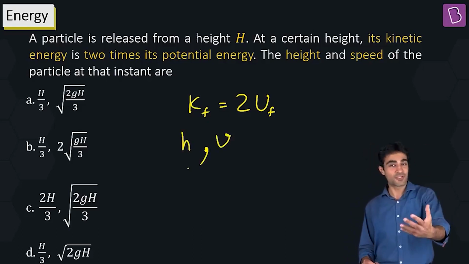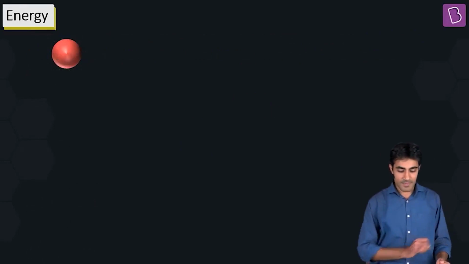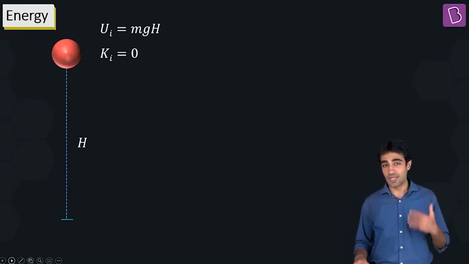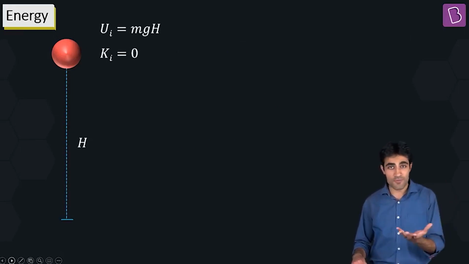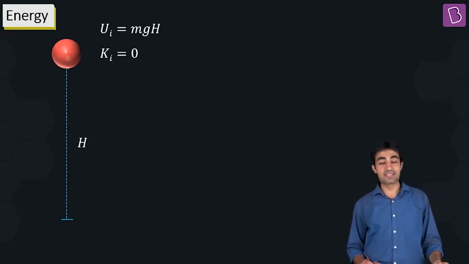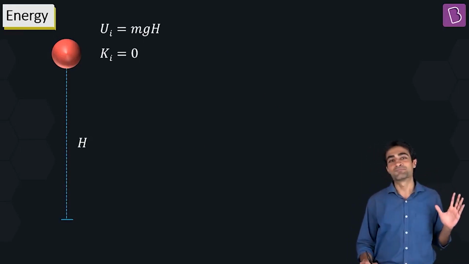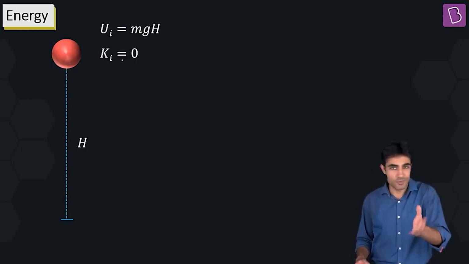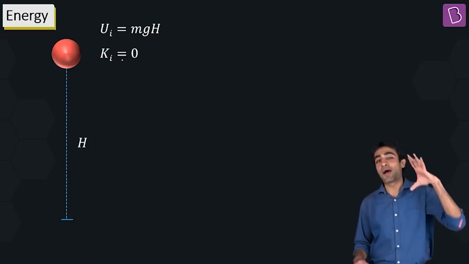Again, let me repeat the question. The particle was at height capital H from the ground. If we consider the potential energy at ground reference to be 0, we can say the potential energy at this height is mg capital H. And the initial velocity was 0, so the initial kinetic energy was also 0. Now we release the particle.